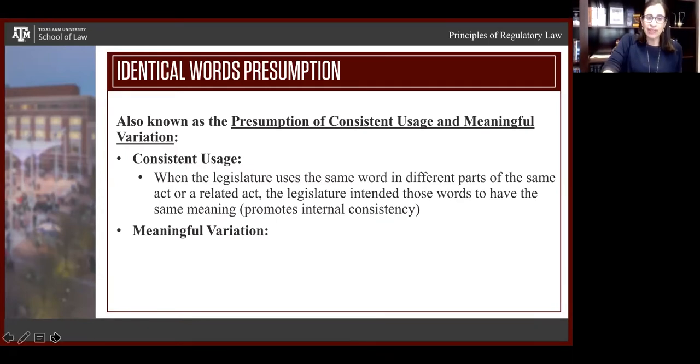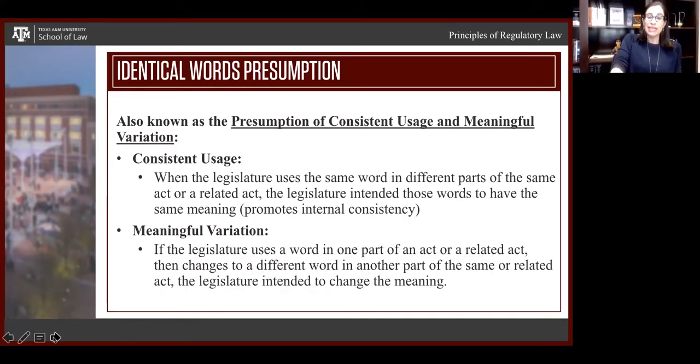The meaningful variation canon basically says if Congress has been using one word and then switches to another word, then Congress must have switched for a reason. So the new word, the different word, should be given a different meaning than that first word. By switching words, Congress intended to change the meaning. So that's the meaningful variation part of this canon.